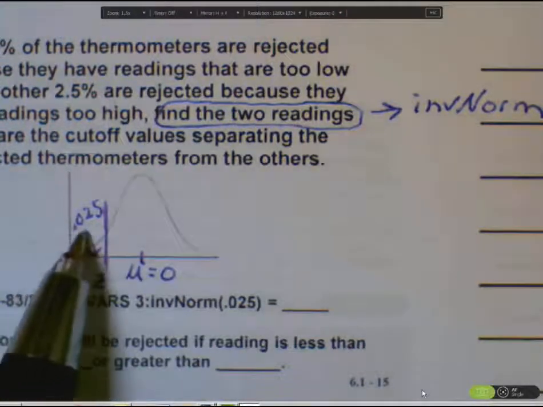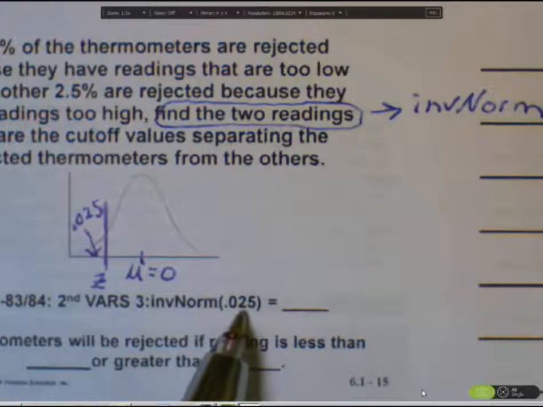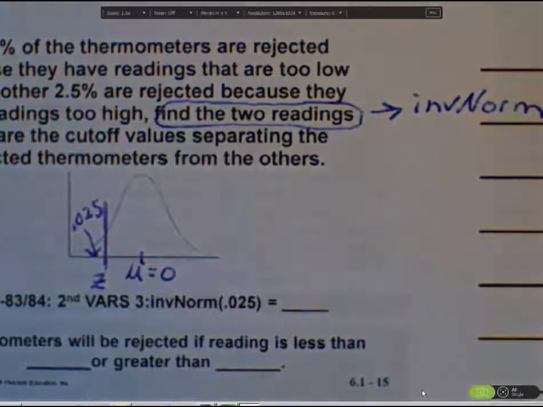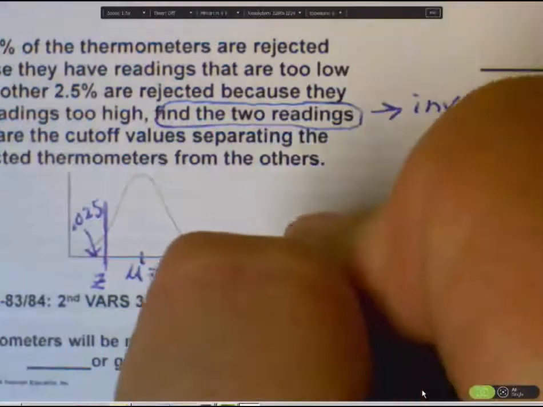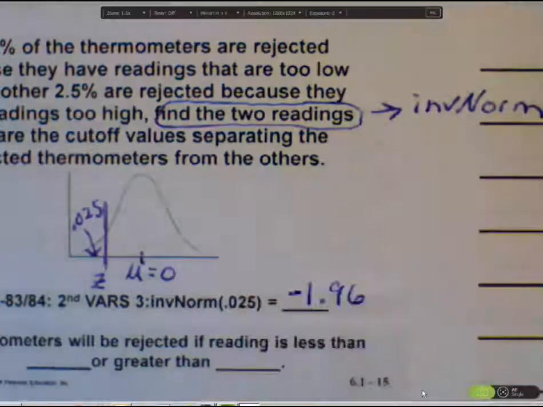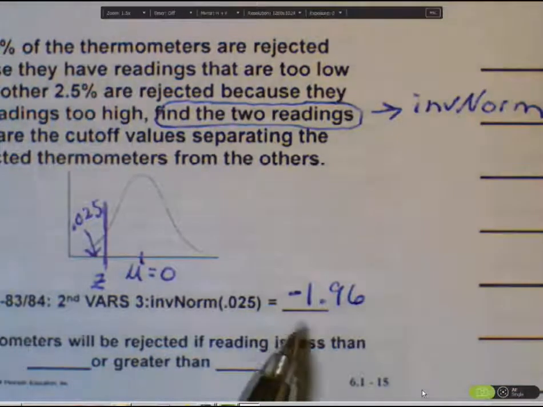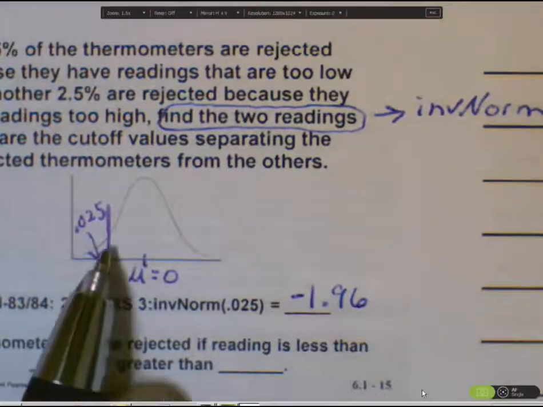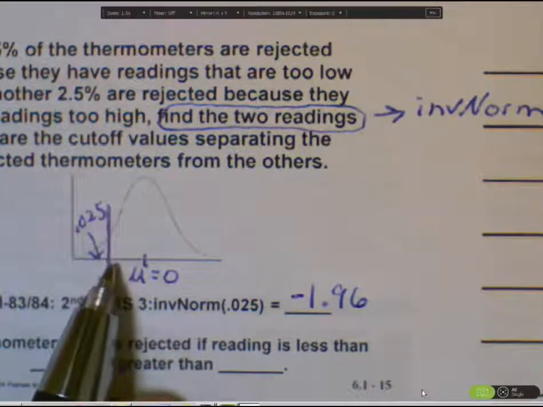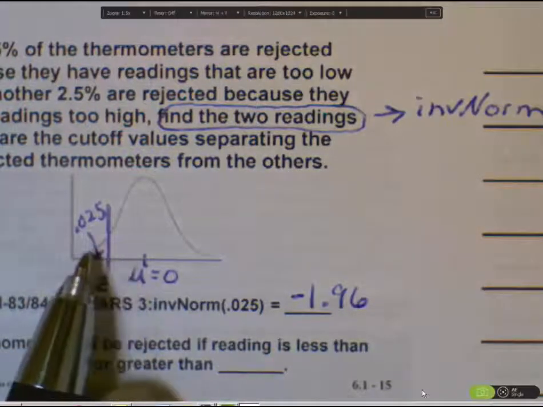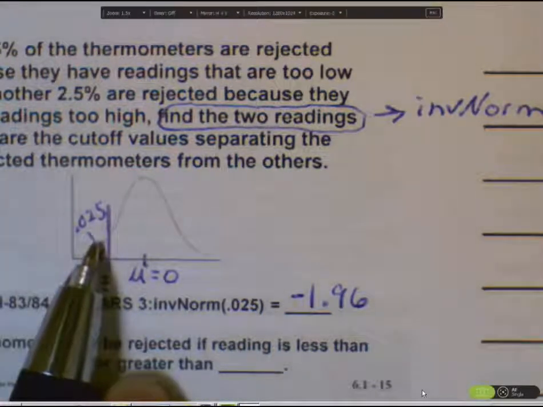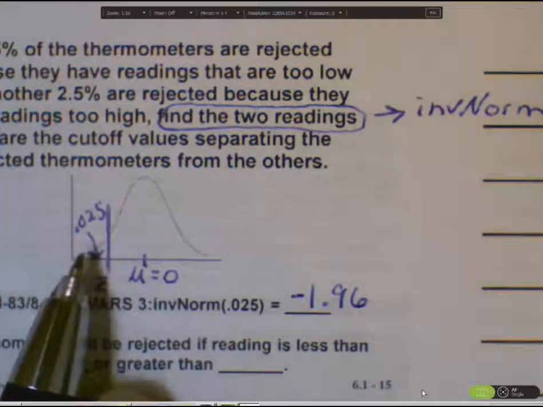Since I'm given that probability to the left, 0.025 is what I enter on the calculator. Inverse norm, second distribution, number 3, inverse norm, 0.025 is approximately negative 1.96. So if I use negative 1.96 as the cutoff for the lower end of acceptable thermometers, then only 2.5% of thermometers will be rejected for having readings below that.